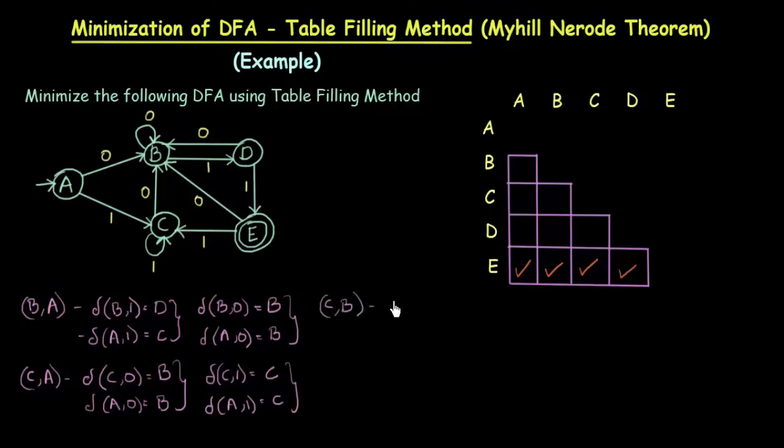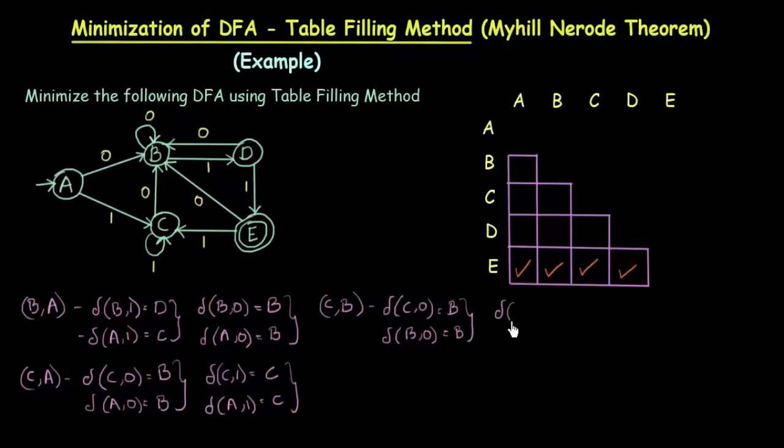CB. On input 0, where does C go? And where does B go on input 0? So C on input 0 goes to B, and B on input 0, where does it go? It goes to B itself. So we get a pair called BB, which is again not there in this table, so we can leave it.